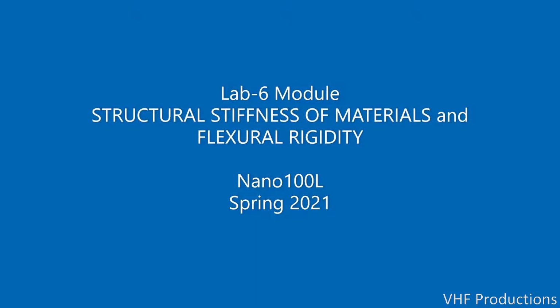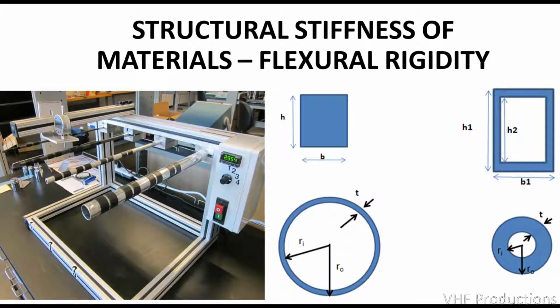Welcome to Lab Module number 6, Structural Stiffness of Materials and Flexural Rigidity. In this lab module, we will explore the concept of structural stiffness of materials. You will recall in a previous lab, we've measured the elastic modulus or the material stiffness using wave speed measurements.